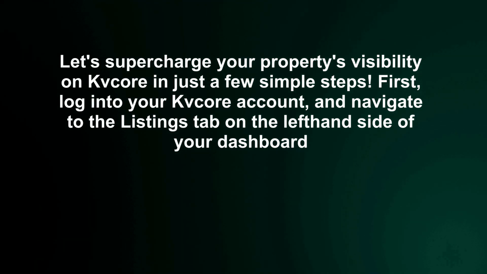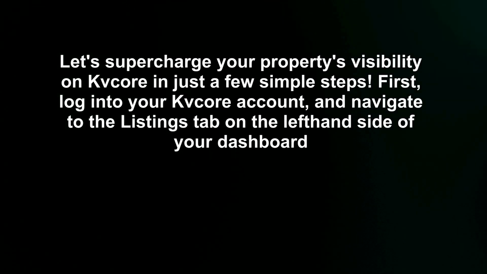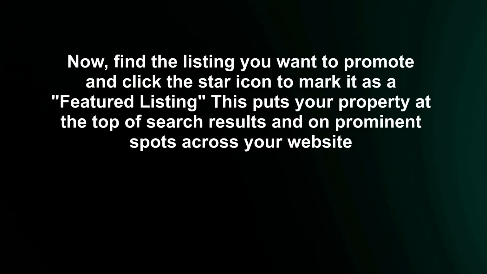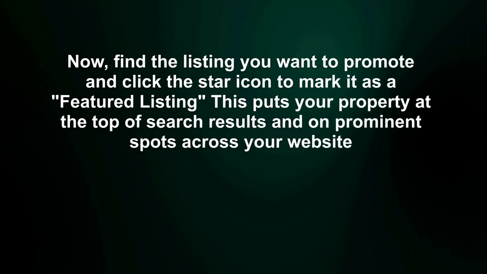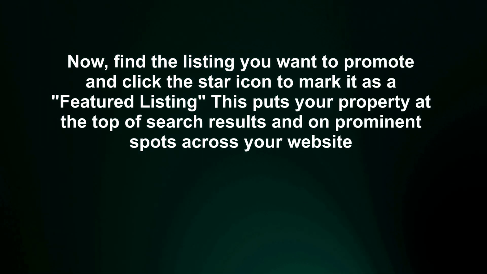First, log into your Kvcore account and navigate to the Listings tab on the left-hand side of your dashboard. Now, find the listing you want to promote and click the star icon to mark it as a featured listing. This puts your property at the top of search results and on prominent spots across your website.